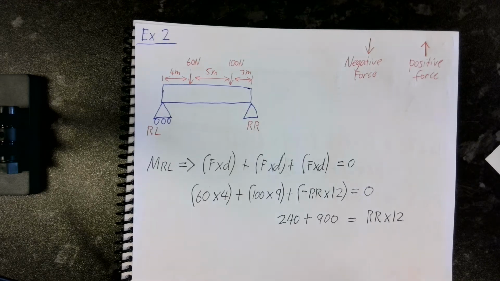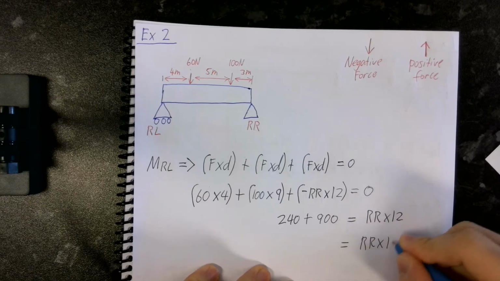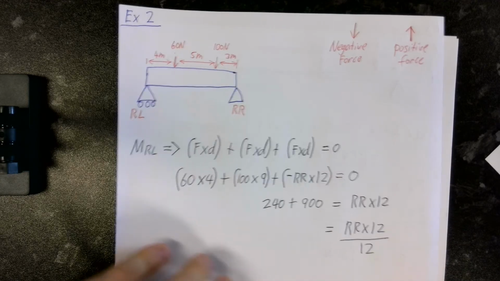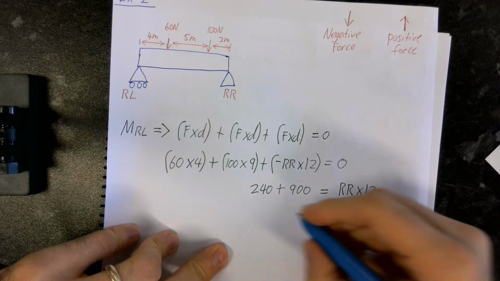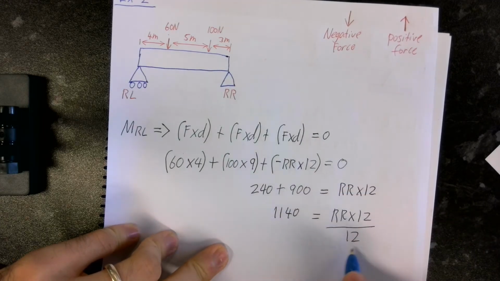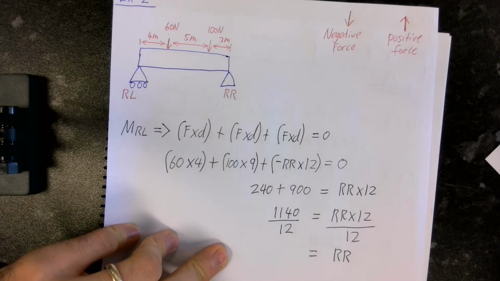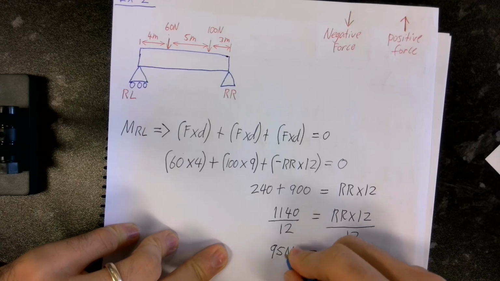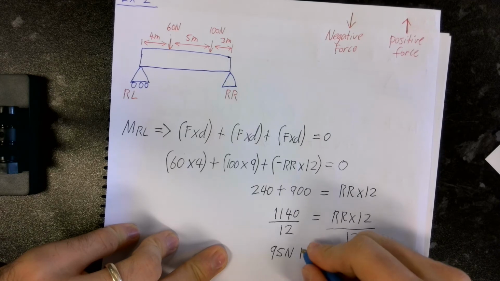Now we can go again. The next part is we need to isolate RR. So we go RR multiplied by 12, okay, divide that by 12 so we can isolate RR. 240 plus 900 is 1140. We did it there, so we're going to do it here by 12. Now RR is isolated, so RR is actually worth, we work that out, so it's 95 newtons. It's a positive, so as we talked about before, positive force, it's a positive. So we place our arrow up.